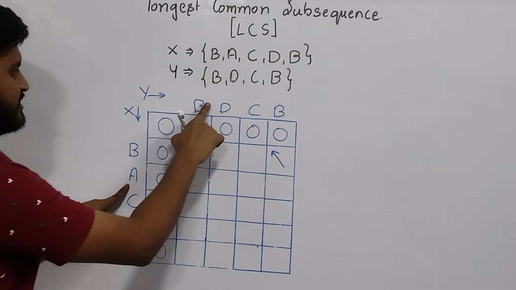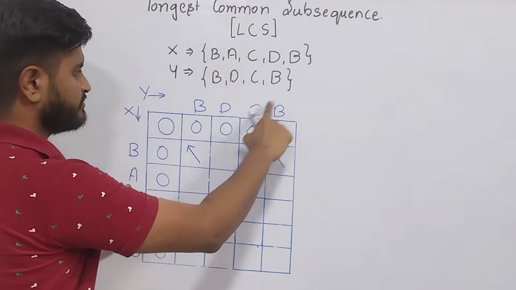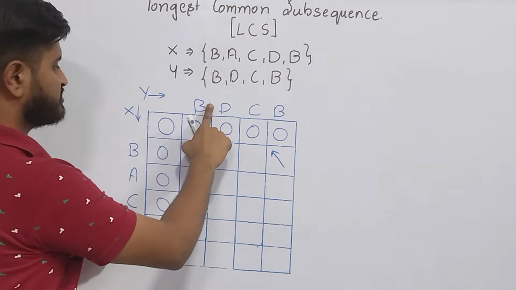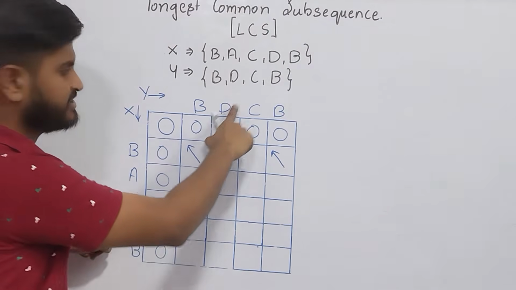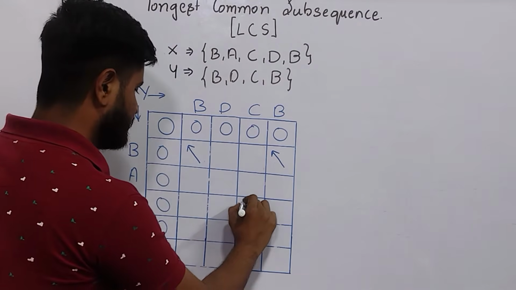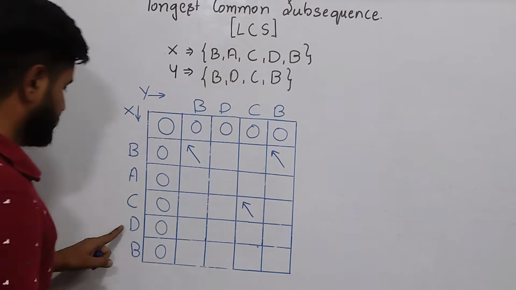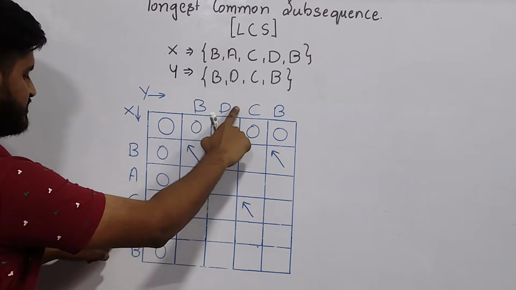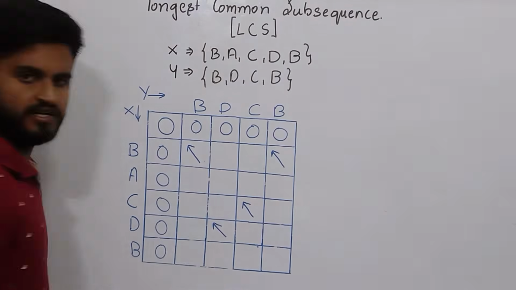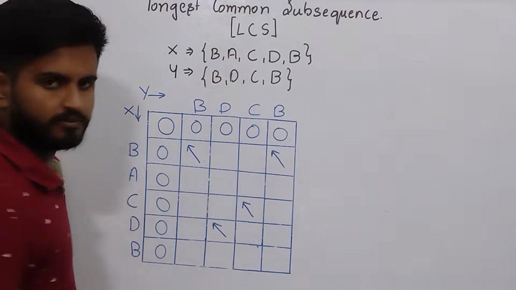Next, a and b not matching, a and d not matching, a and c not matching, a and b not matching. Next, c and b is not matching, c comma d is not matching, c comma c is matching, so I will write the arrow tilted towards the left side. Next, d comma b is not matching, d comma d is matching. Yes, I will write a left tilted arrow.